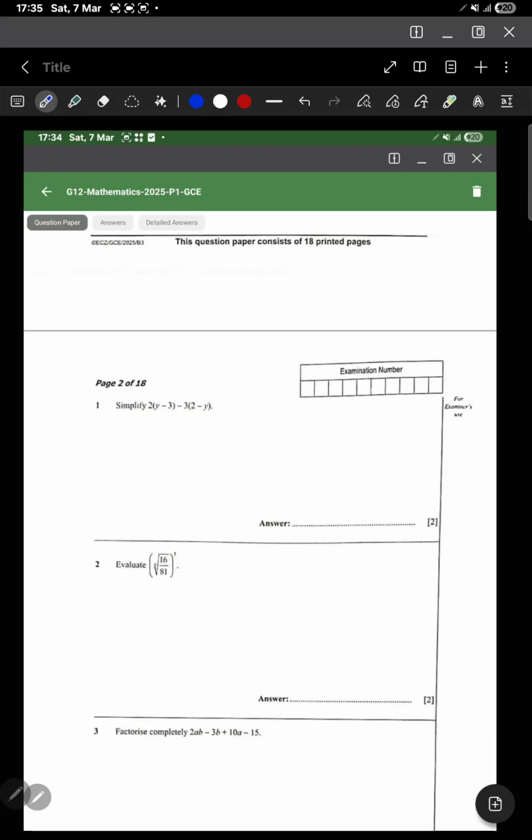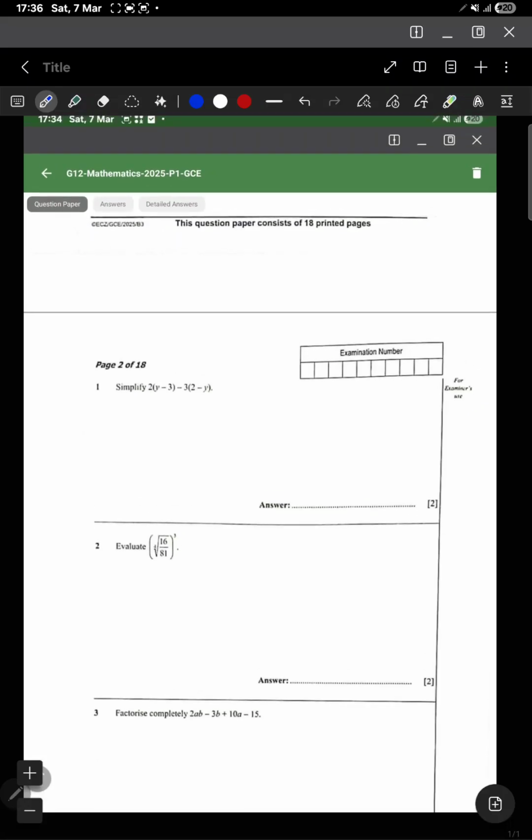This is the 2025 final examination for GCE Paper 1. I have these three questions that I want us to go through together. The first question says simplify 2(y − 3) − 3(2 − y). So that is what we have.